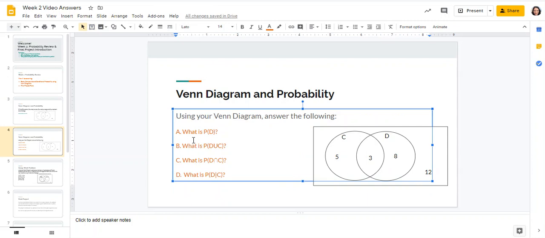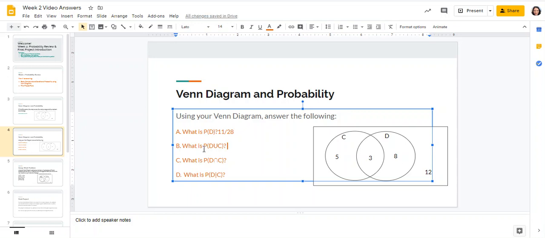Okay, so for A, it says, what is P of D? That means what is the probability that a student owns a dog? So if we look inside the dog circle, there are 11 students who own a dog altogether. So that will be your numerator, out of 28 students altogether. All right, see if you can do the next one. You can even pause the video to try it on your own.